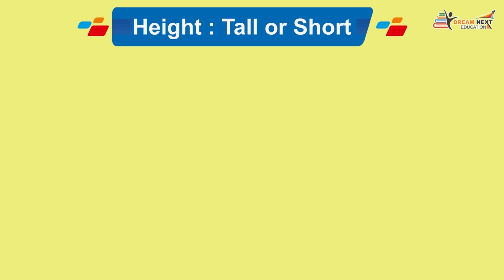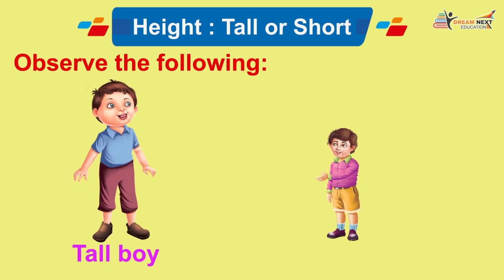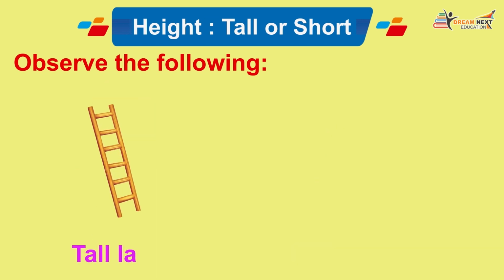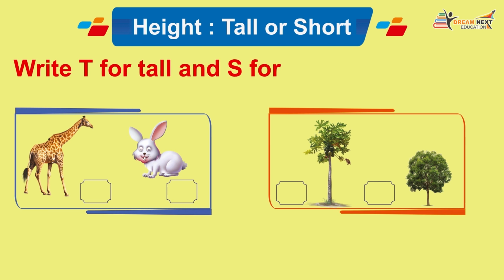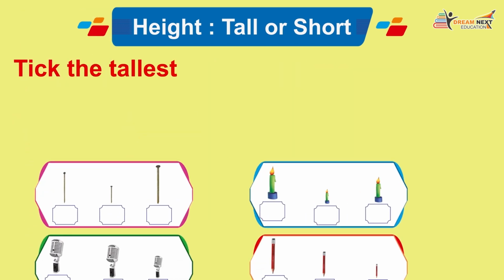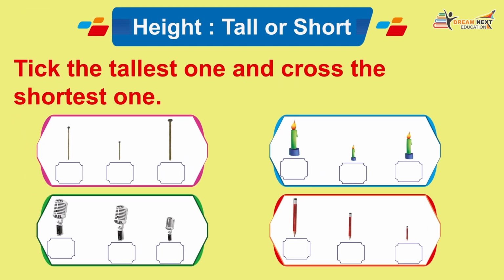Height, tall or short? Observe the following. Tall boy, short boy, tall ladder, short ladder. Write T for tall and S for short. Take the tallest one and cross the shortest one.